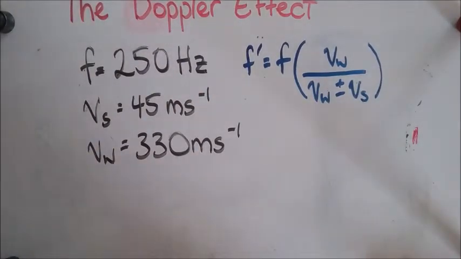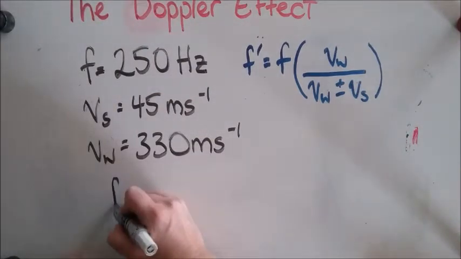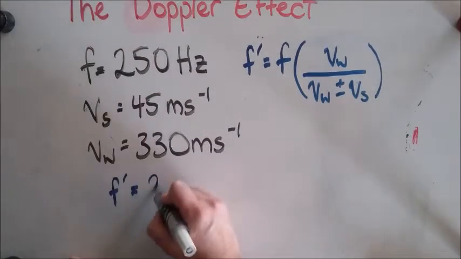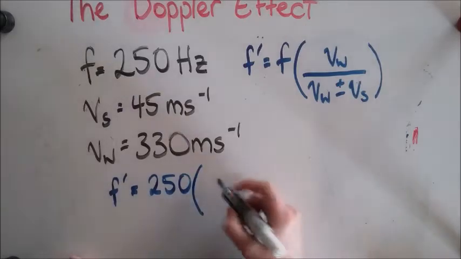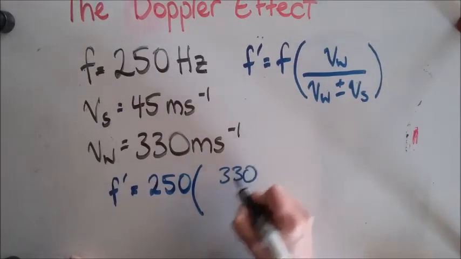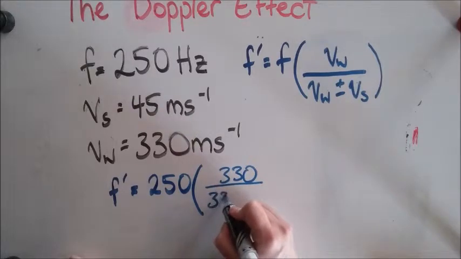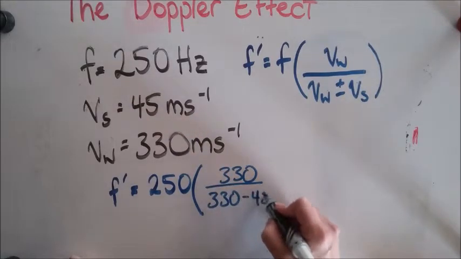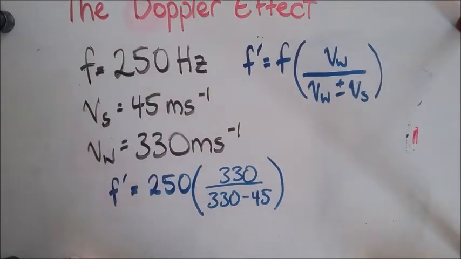Anyway, when we do some maths, as we're approaching the person, it's going to be 250 times 330 over 330 minus 45, which is going to be 285. Anyway, it's going to be some number that's smaller than 330. And when you calculate that in your calculator, that works out to be 290 hertz, which is what you'd expect, a higher frequency.